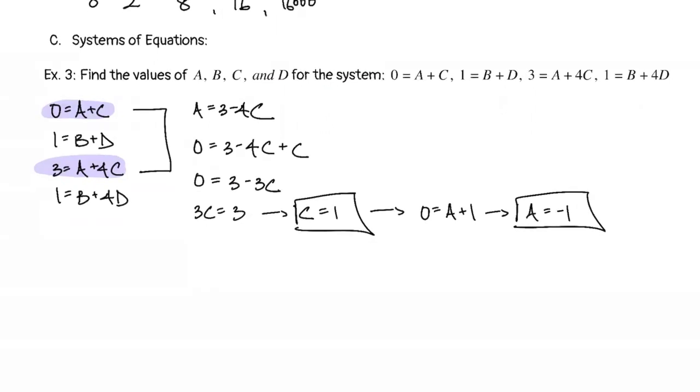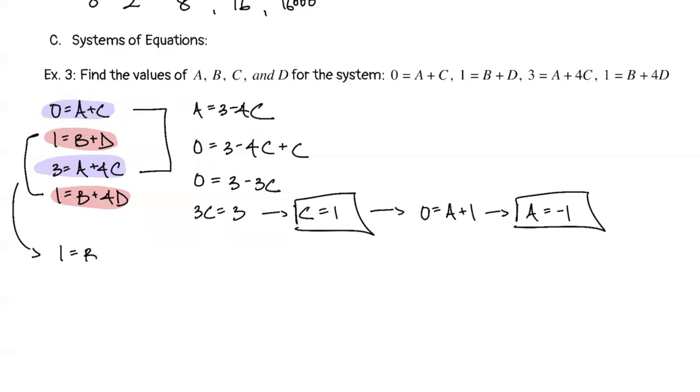Now, I bet we could do something similar with the other two, because this one and this one both have B and D in them, right? So maybe let's take these. Now, it looks like Ian used substitution here. Don't forget, you can also use elimination, right?